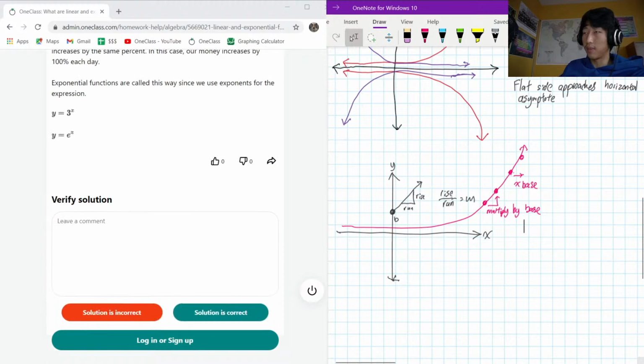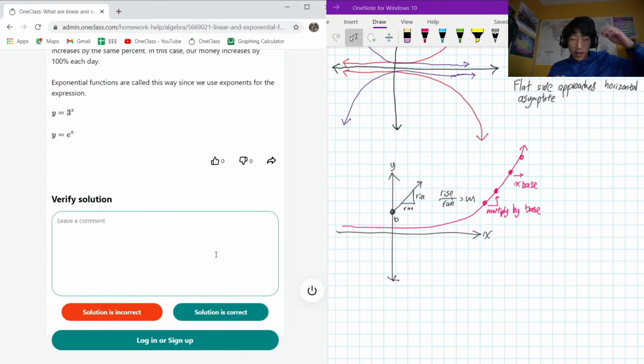Okay, so this is, I would say, a fairly complete rundown of exponential and linear functions. So the above solution is good.